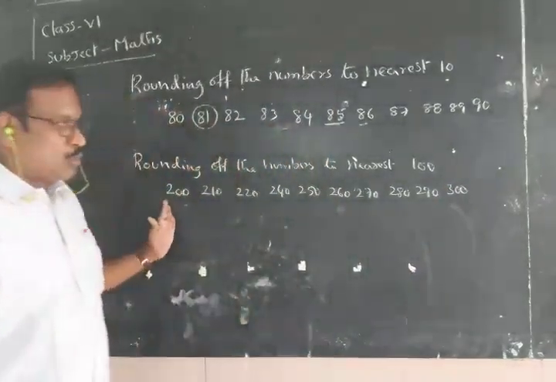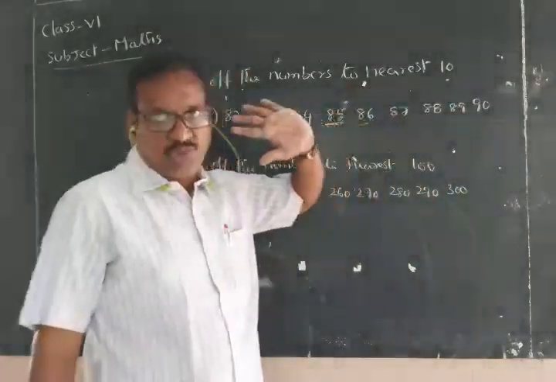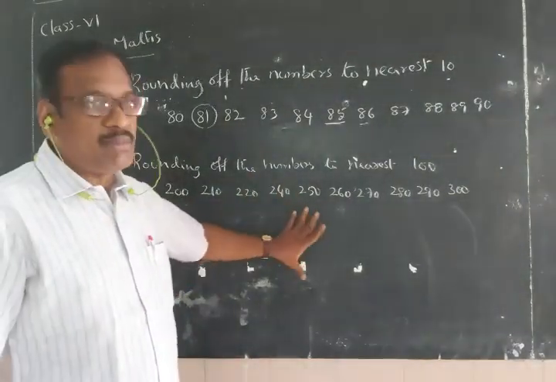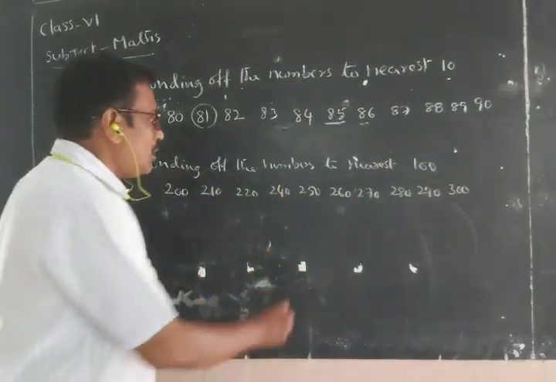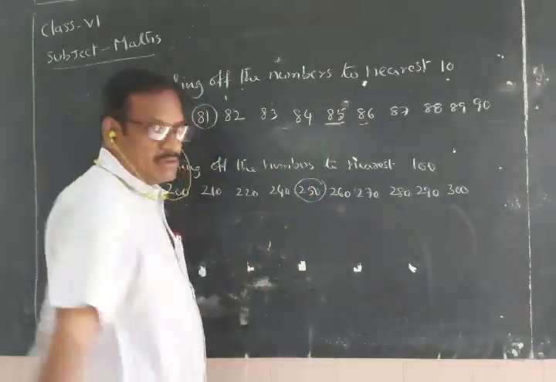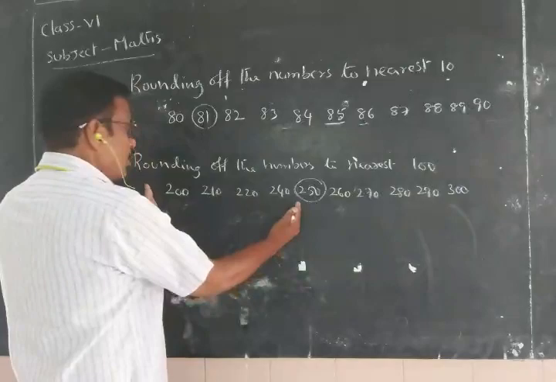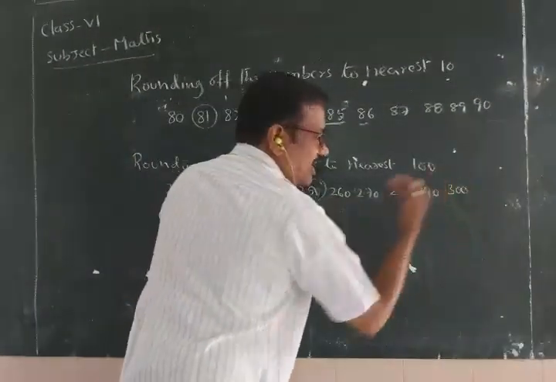Let us start from 200 to 300. In these numbers, which is the middle number? 250 is the middle number. Middle number means the distance on both sides is the same: 200 to 250 and 250 to 300.